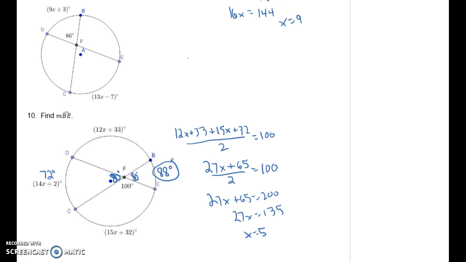And I think, to me, that's the easiest way to do it. Otherwise, we have to set up a new equation and try and find out what BE equals. So again, central angle, exactly the same as the arc. Chord-chord angle, it's the average of the arcs across from each other.